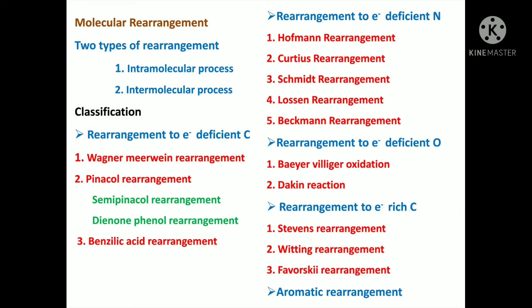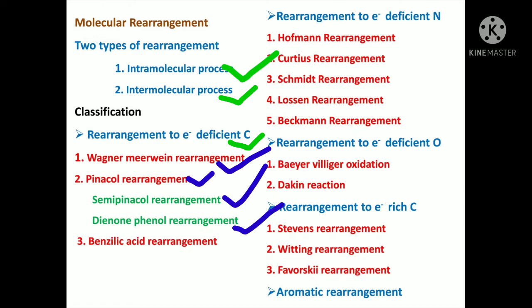We are discussing molecular rearrangement. We discussed the two types of rearrangement: one is the intramolecular process, another one is the intermolecular process, and also the classification of molecular rearrangement. Rearrangement to electron deficient carbon, electron deficient nitrogen, oxygen, electron rich carbon. In that series, we discussed Wagner-Meerwein rearrangement, pinacolone rearrangement, semipinacol rearrangement, dienone-phenol rearrangement, and finally, in the last lecture, benzilic acid rearrangement.